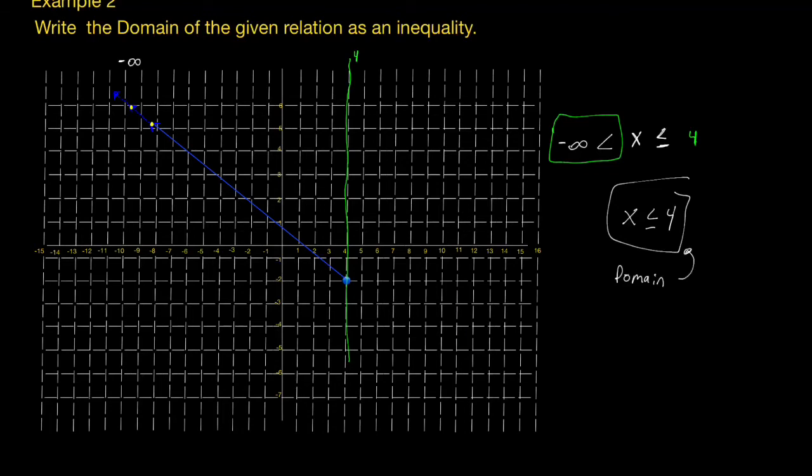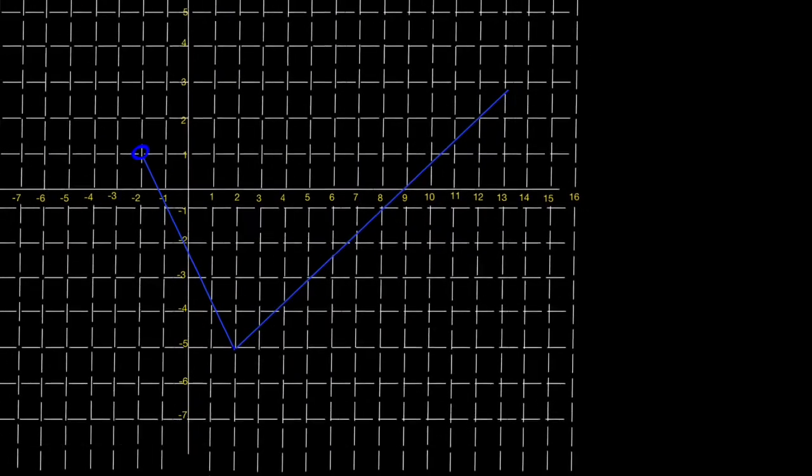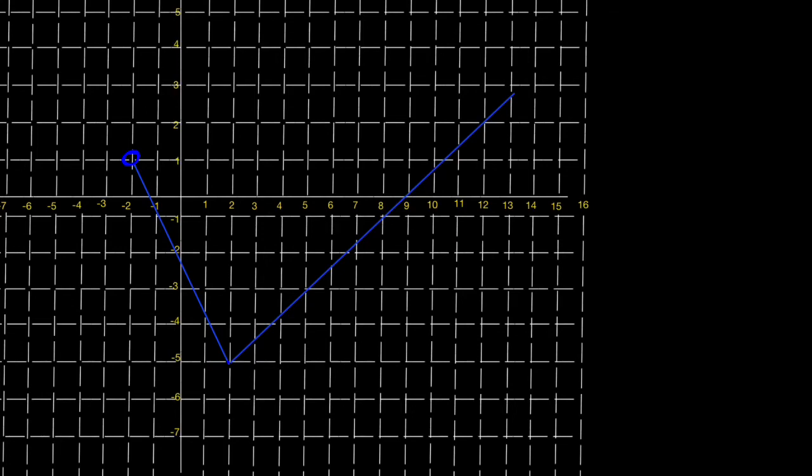Let's do one more example. So here we have to express the domain as an inequality, and we have to find the endpoints. Let's begin with the left this time. We can see that the point that's farthest to the left is going to be this open circle right here. So let's go ahead and slice this with a dotted line because we have an open circle. And we can see that the x value that corresponds to this open circle is going to be -2. So let's go ahead and record that up here. So we have a -2 for the lower bound.